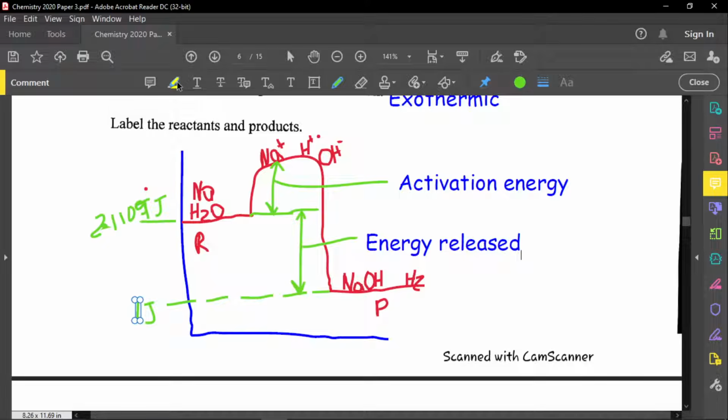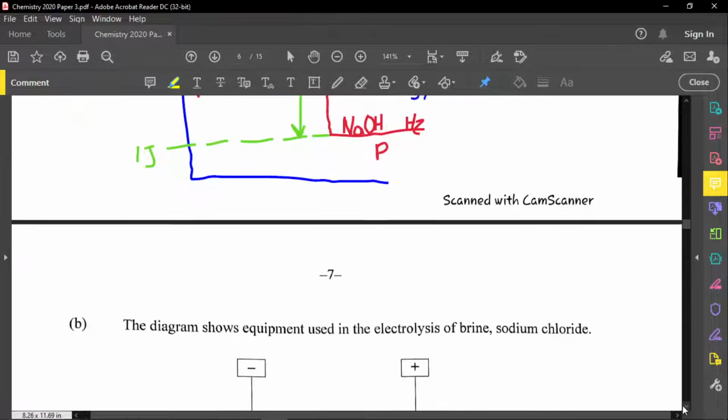All right, and I hope you understand this part where I said that 1 joule, this could be any number, matter of fact, but the difference between this number and this number must give you 1.1109 joule, because that's the energy that was released by calculation. All right, so now let's jump to the next part of the question.